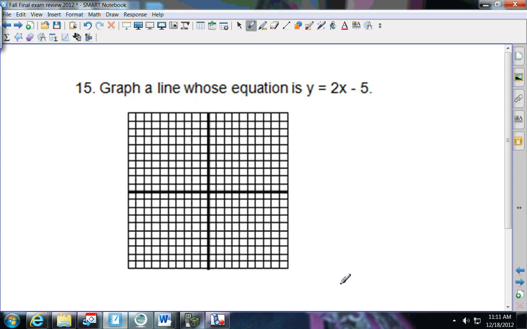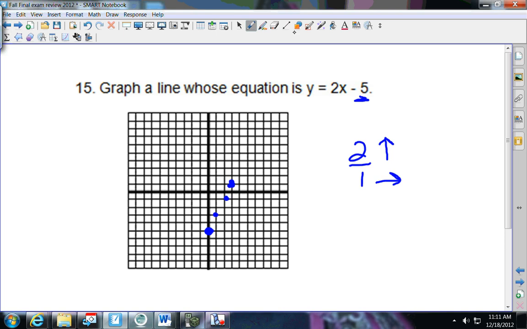Number 15. Graph this line. We'll plot the y-intercept at negative 5. 1, 2, 3, 4, 5. Put a dot there. The slope is 2, 2 over 1. That tells me to go up 2 to the right 1. So I come here and I go up 2 to the right 1 and put a dot. Up 2 to the right 1 and put a dot.